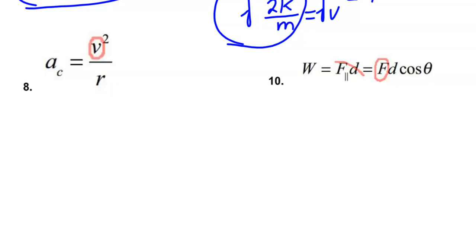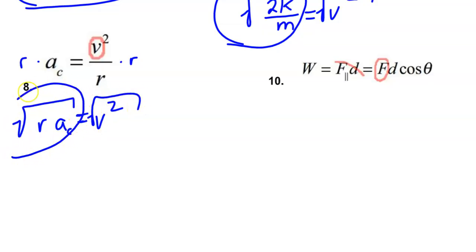Okay, solving for the v in the centripetal acceleration formula, which we will eventually get to in this class. So we need to get r over to the other side. So r a_c equals v squared, and then we're going to square root both sides. That's it. That is done.